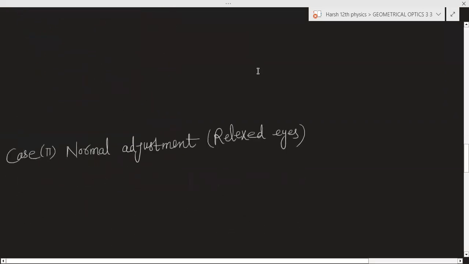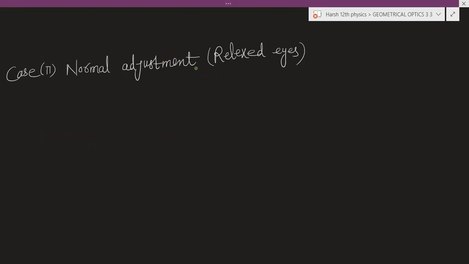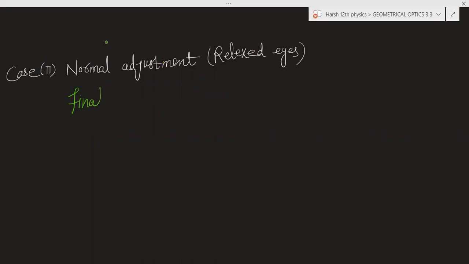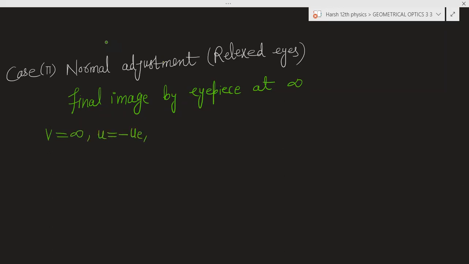Now second case, normal adjustment. In case of the normal adjustment, the final image formed by the eyepiece will be at infinity. Object distance will again be minus ue and the focal length will again be the focal length of the eyepiece.